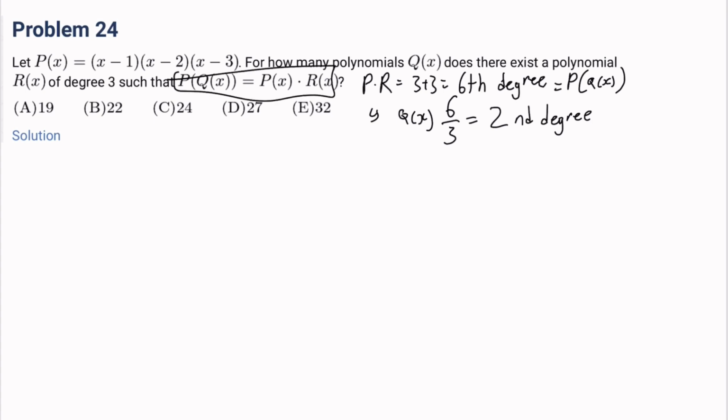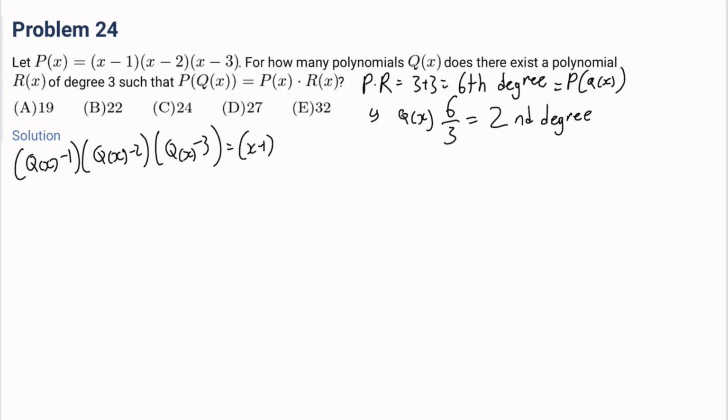If we write out P(Q(x)) equals P(x) times R(x) using P(x) equals that, that's going to give us (Q(x) minus 1)(Q(x) minus 2)(Q(x) minus 3). This is equal to (x minus 1)(x minus 2)(x minus 3) times R(x). And then if x is 1 or 2 or 3, then the whole thing is 0, so one of these must be 0. And so we have 9 possibilities.